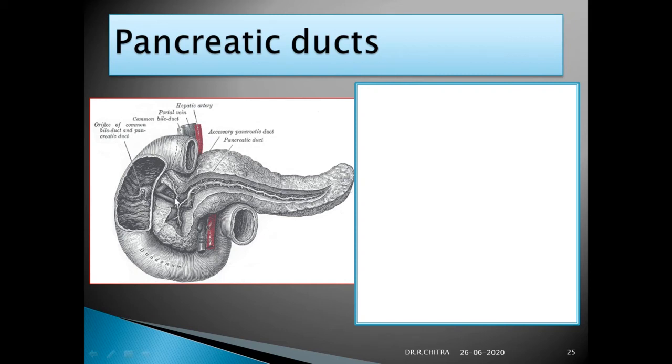We will now see the pancreatic ducts, which are seen when the pancreas is cut open. They resemble a herringbone pattern. That fish bone pattern is what this resembles; if you dissect the pancreas, you will see it like this.